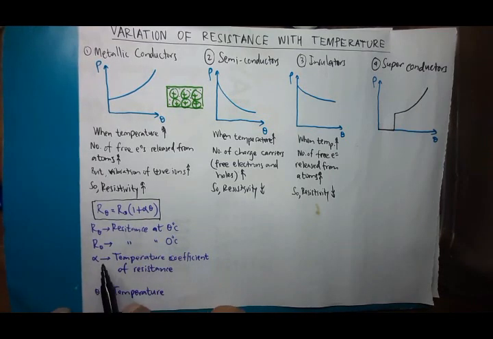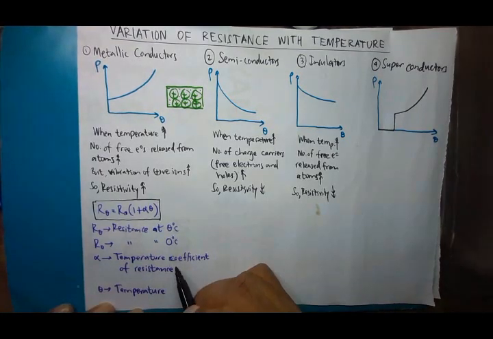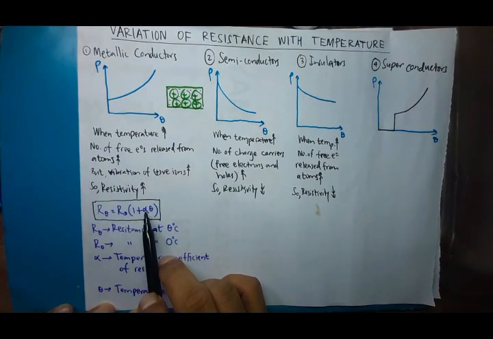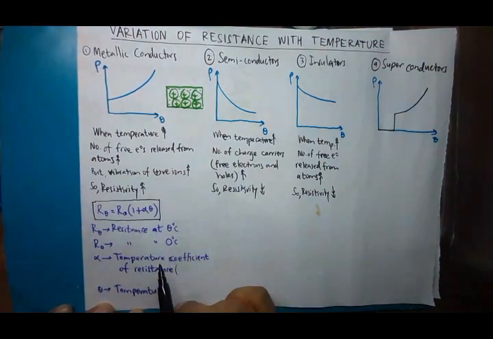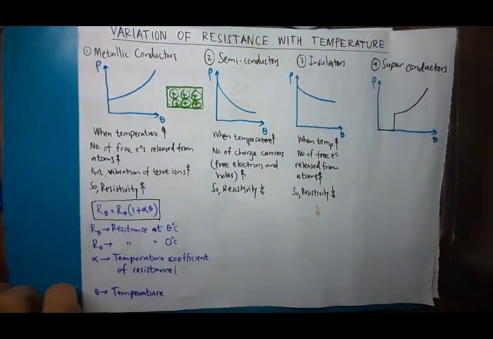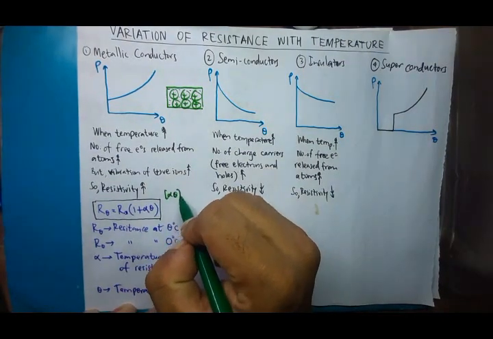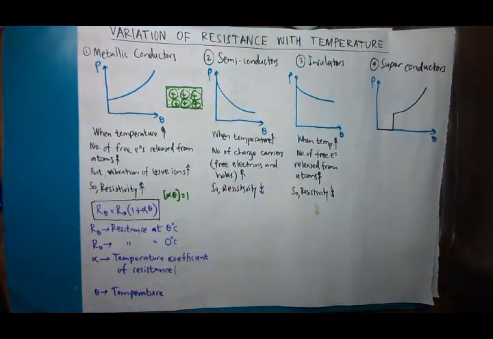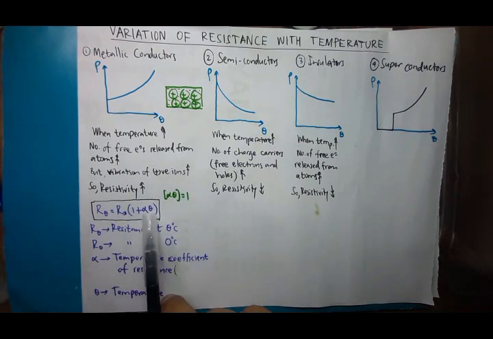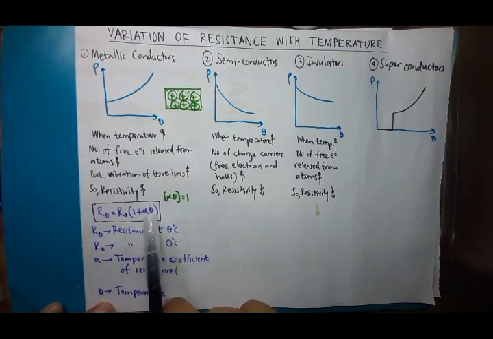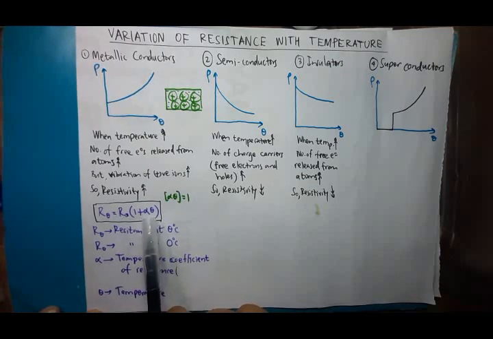Now when it comes to the temperature coefficient of resistance, what will be the unit? Alpha theta is added with 1. That means alpha theta does not have dimension. I hope you all can agree with me, because alpha theta is added with 1. So alpha theta is dimensionless. We know theta is temperature, so it will have a unit Kelvin or degrees Celsius. Then alpha should have the reciprocal of that.